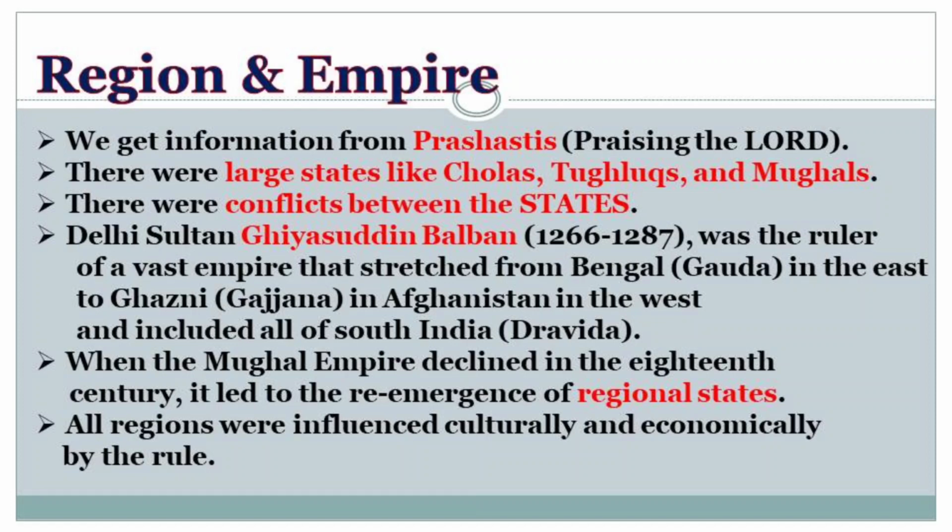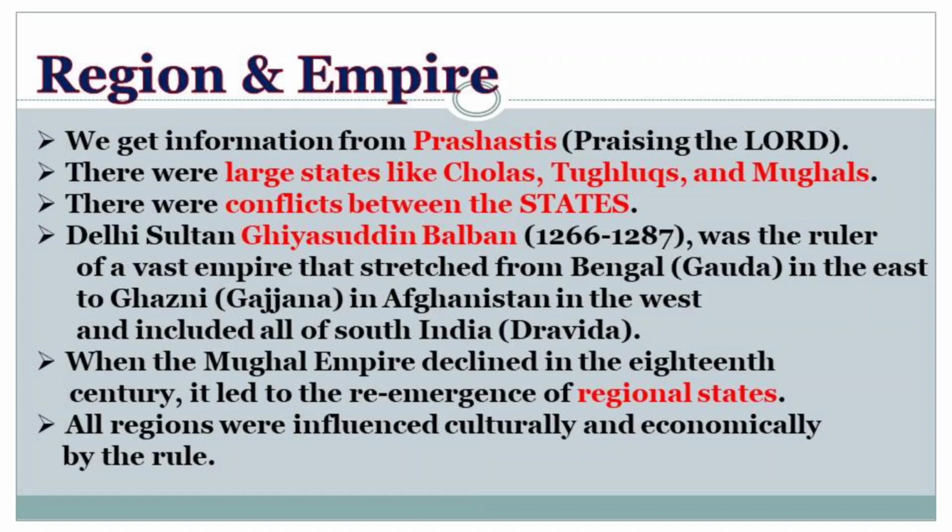According to a Prashasti, Delhi Sultan Ghiyasuddin Balban was the ruler of a vast empire that stretched from Bengal in the east to Ghazni in Afghanistan in the west and included all of South India. So, according to a Prashasti, he was a great emperor. There were so many empires during that time. The Mughal Empire was one of the most important empires among them.